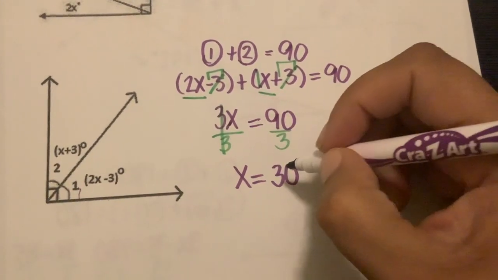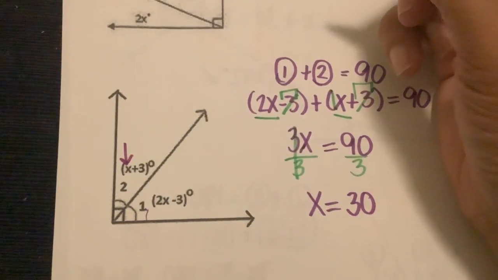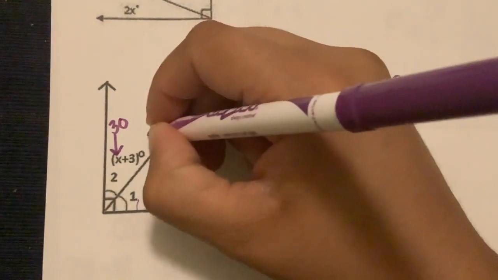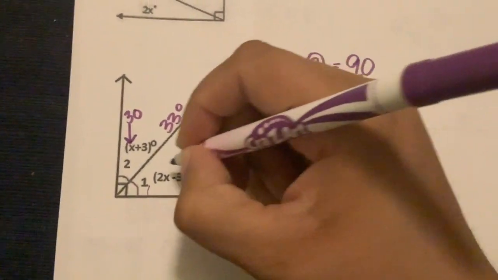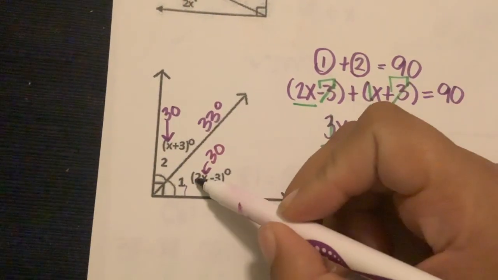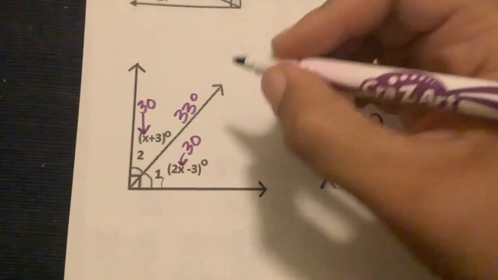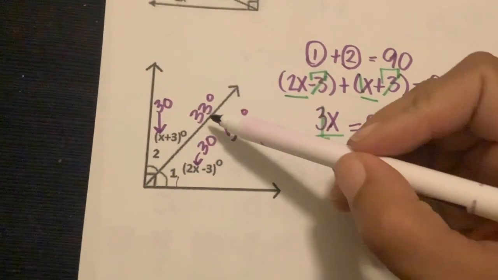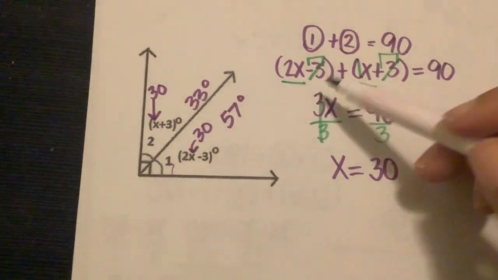So let's actually do it this time. If x is 30, I'm going to plug 30 right here where the x is. So you're talking about 30 plus 3, which makes 33 degrees for angle 2. If I plug 30 for this x right here, we're going to do 2 times 30, which is 60. 60 minus 3 is 57. Now, you also can test it out because 33 plus 57 is supposed to equal 90, and it actually does.